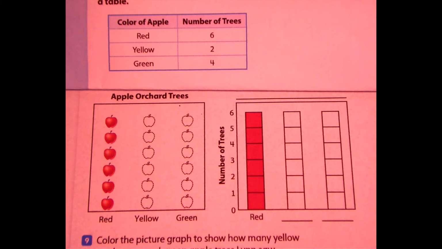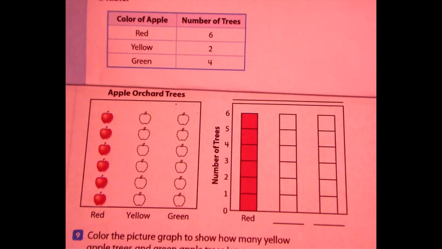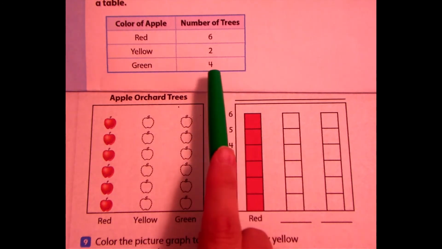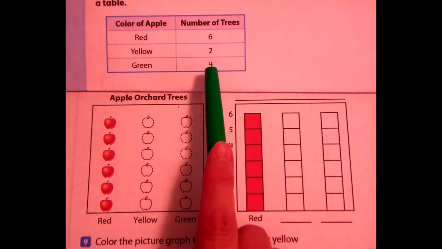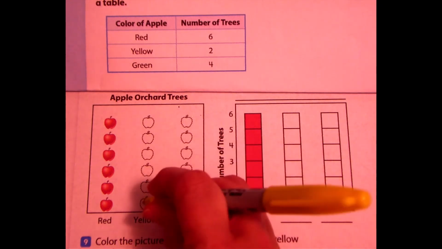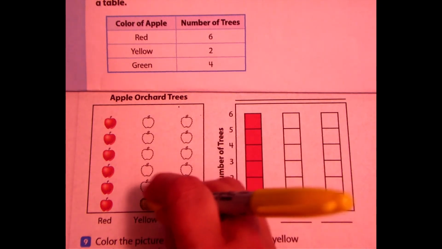Okay, so remember, in a picture graph, you are making a picture of whatever your data shows. Okay, so the next column, we have yellow apple trees. And looking back at my table, it shows that there were only 2 yellow apple trees. So I'm going to color in 2 yellow apples.